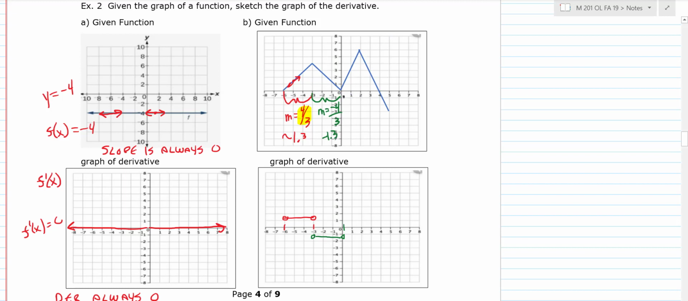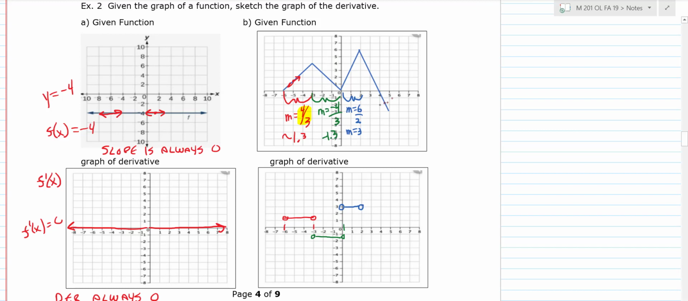The next place we're going to go is 0 to 2. Count the slope, 1, 2, 3, 4, 5, 6 over 2. So that slope is 6 over 2, so that slope is 3. So that means from 1 to 2, the value of your derivative is 3 constantly. So it goes like that. All right, and we got one more thing to do.